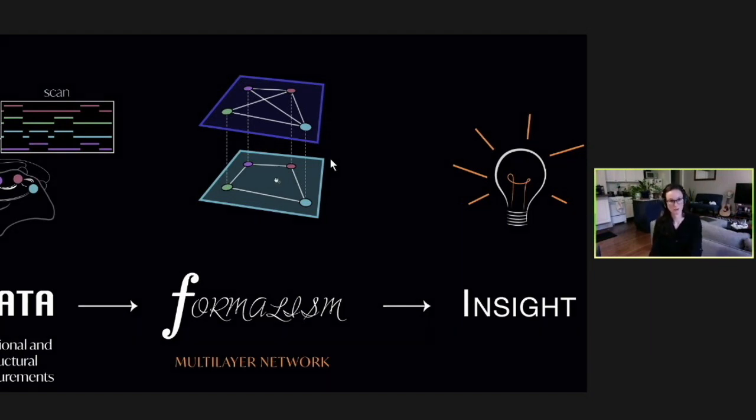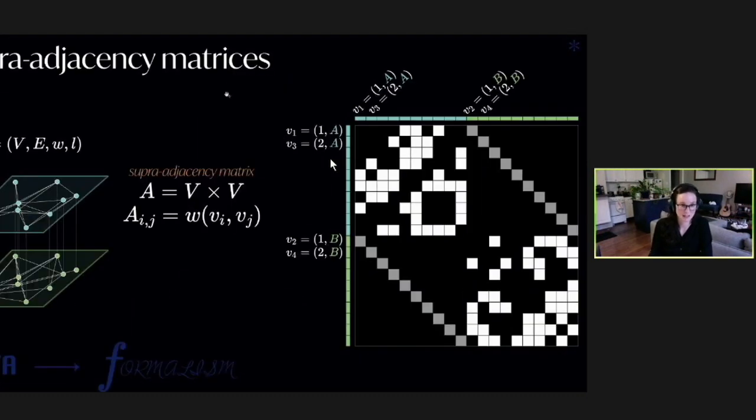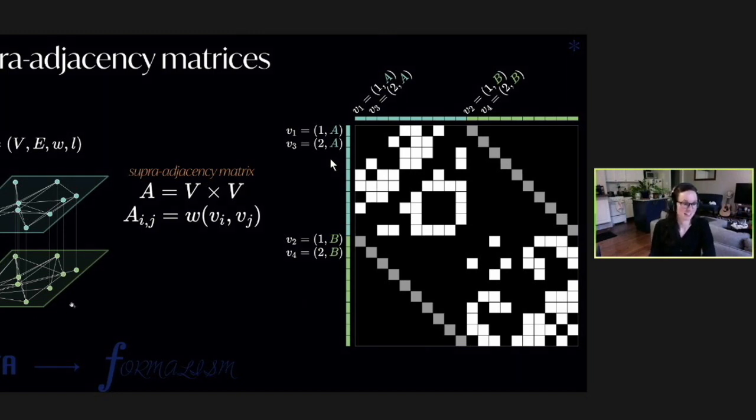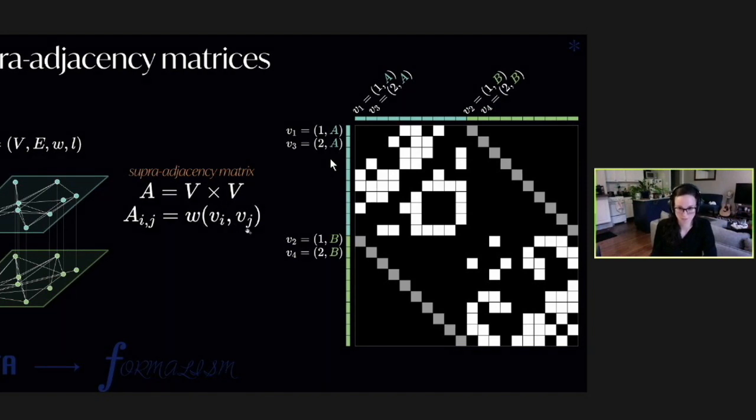And very similarly to the simplex network case, we have an adjacency matrix, but here called a supra adjacency matrix. So if we have this multi-layer network on the left, recall the vertex set is called V. The supra adjacency matrix is a matrix, again, indexed by the vertices, and the ijth entry is the weight of the edge between vertex i and vertex j.